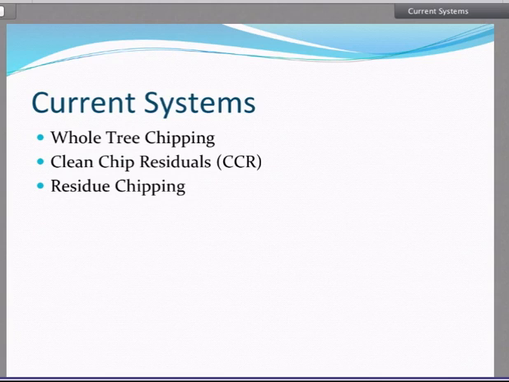For those that are in the forestry end of things, this is going to be a lot of review, but this is kind of what I thought we could review on and discuss where we might go from here. So first I want to talk about current systems, and there's three general areas that we think about as we produce biomass: whole tree chipping, or at least what I call whole tree chipping; clean chip residuals, which some people call CCR; and residue chipping. So we'll go through each one of those.